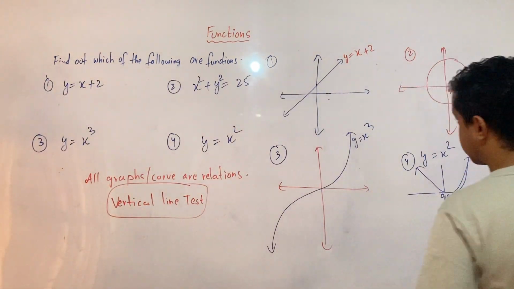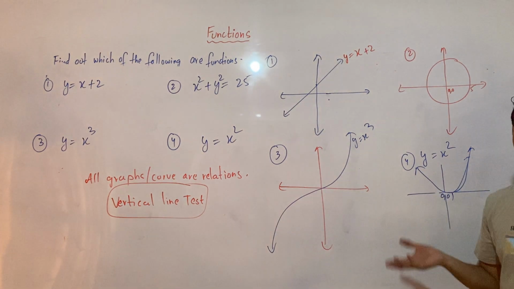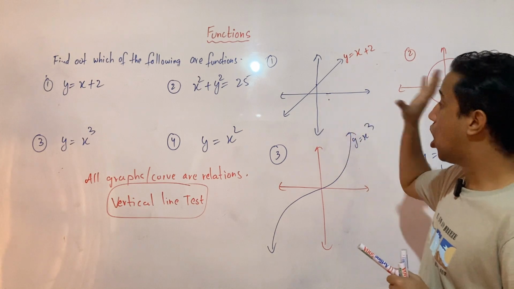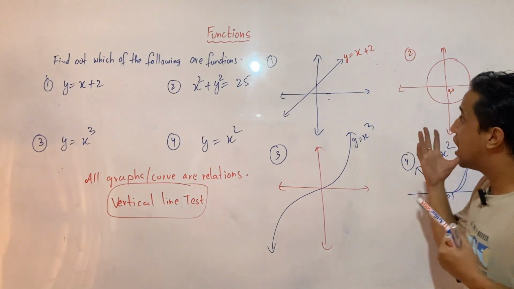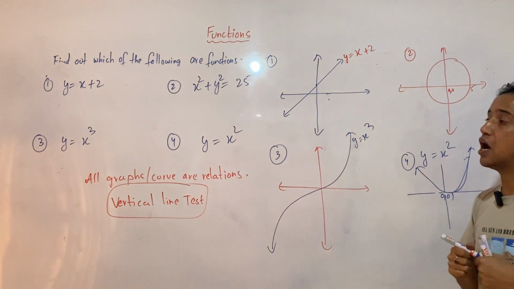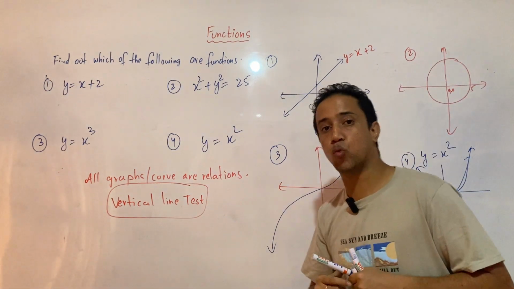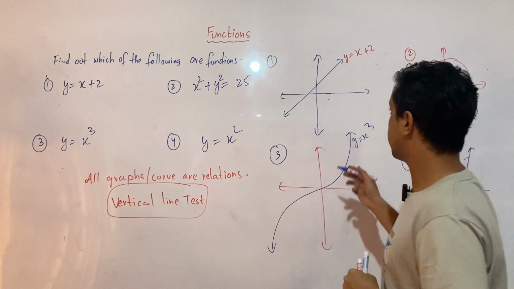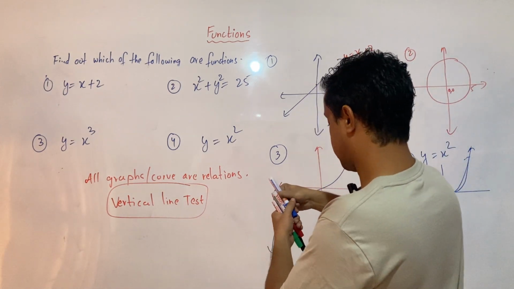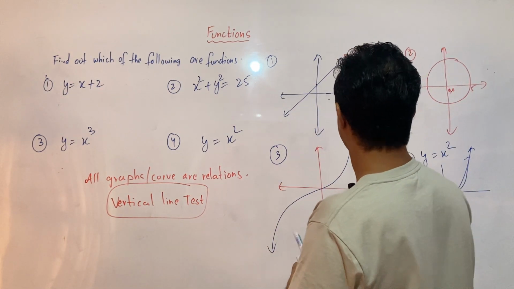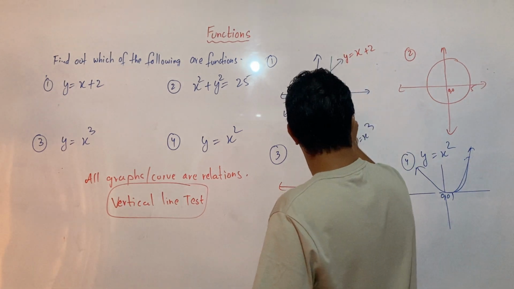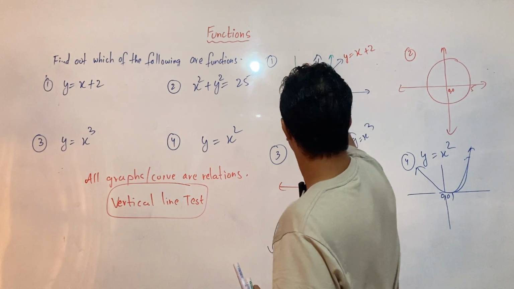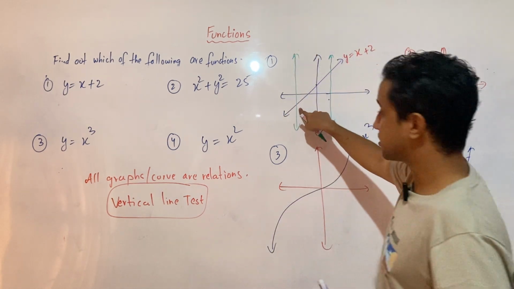It simply means that you just draw a vertical line anywhere on the graph, and try to figure out how many times that vertical line is going to pass through the curve. For example, if I draw a vertical line here, anywhere, it's going to pass through only once. If I draw here, it will pass only once.